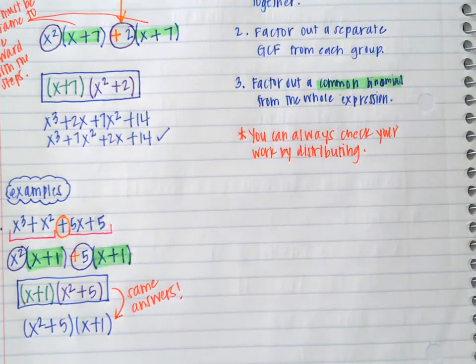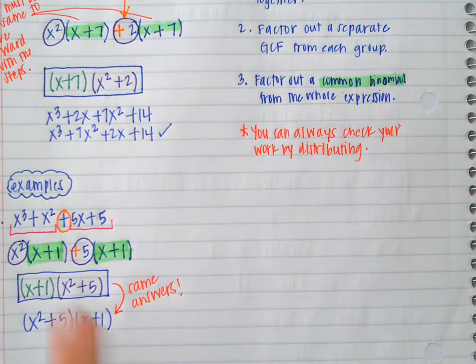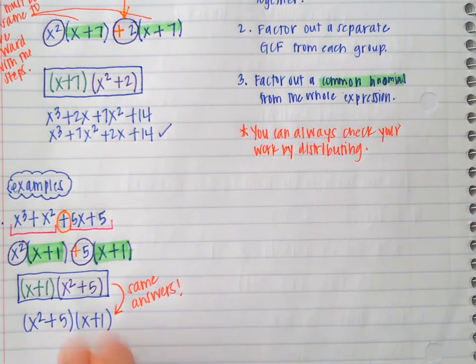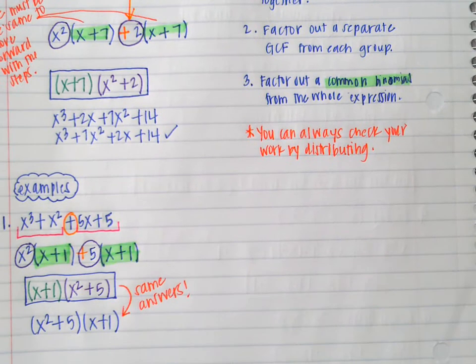So when you're multiplying, it doesn't matter what order you multiply it in. If I switch it, that's fine. It's just that x squared plus 5 has to be in one parentheses, and x plus 1 has to be in the other parentheses.